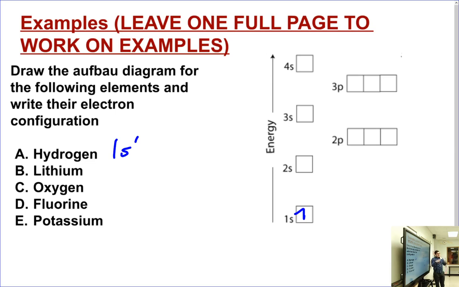Here's what I want you to have. If you look at your periodic table, s orbitals are on the way left side. They can only hold 2. P orbitals are on the way right side. They can hold a maximum of 6. D's in the middle, but we're not going to do any D examples.